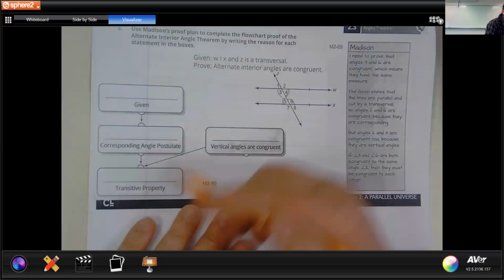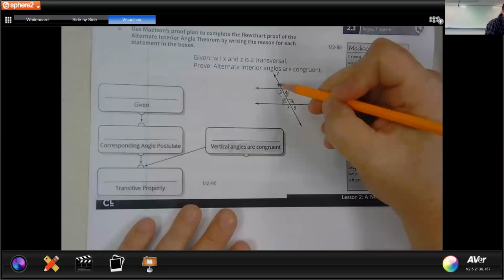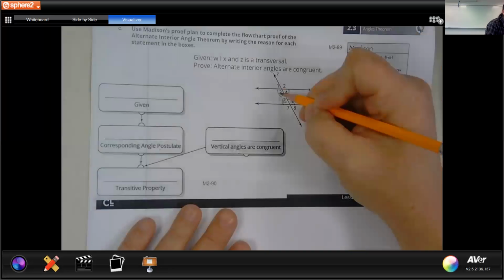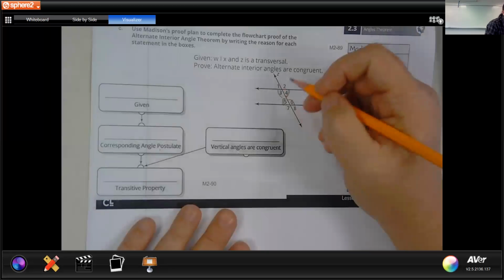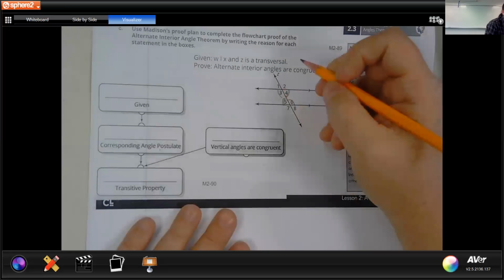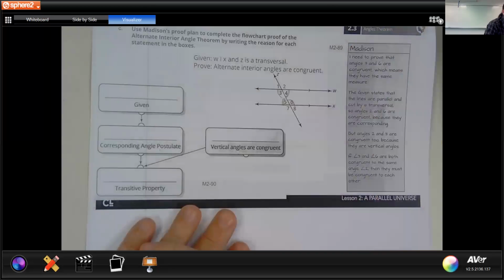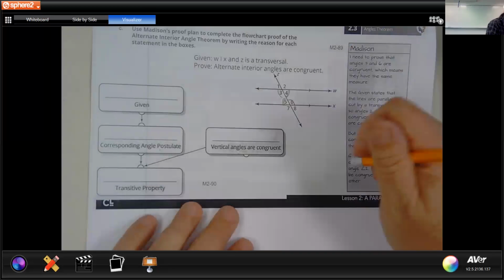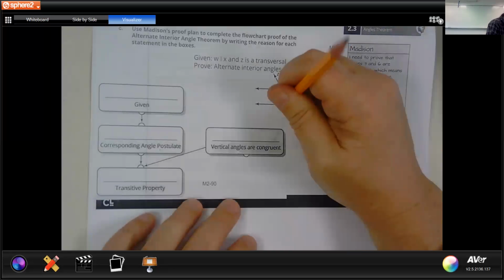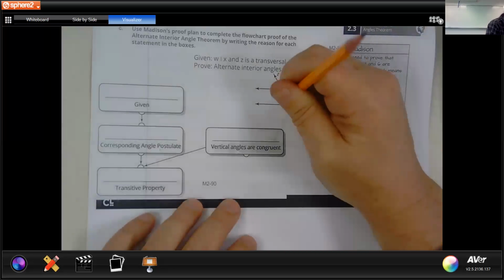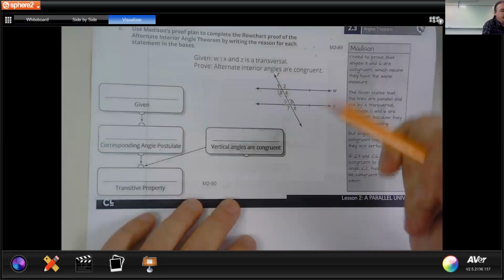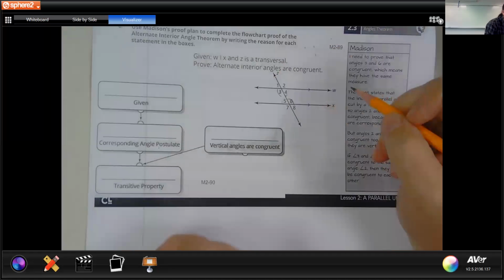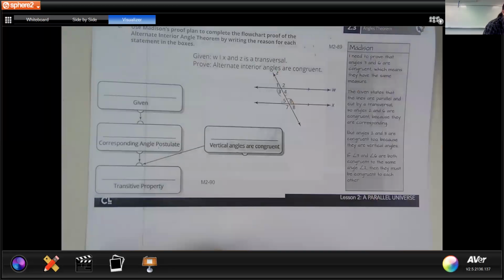So what are our corresponding angles? Well, we can think of 1 and 5. We can look at 3 and 7. We can go 2 and 6, or 4 and 8. Any of those to prove it, depending on which of these angles you want to prove. So you know what I'm going to do? Let's focus on proving 3 and 6. 3 and 6 are the alternate interior angles I want to prove, right?